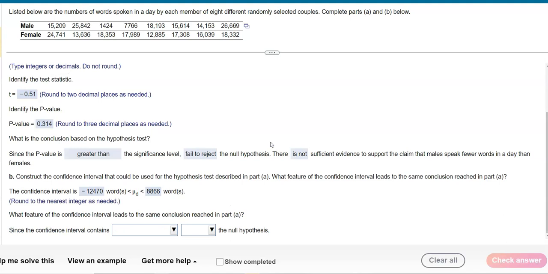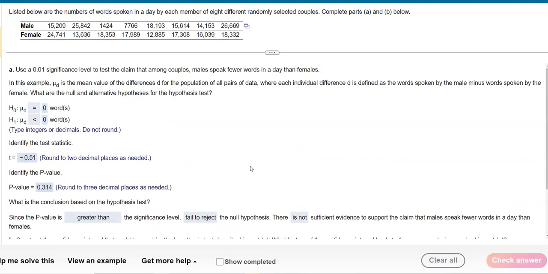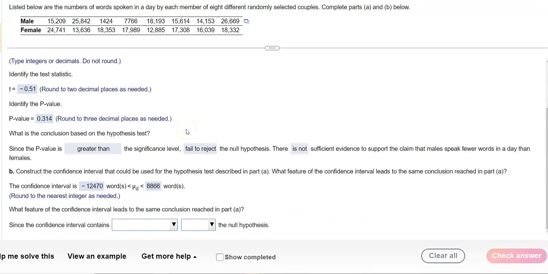So now we'd like to interpret that confidence interval. What feature of the confidence interval leads to the same conclusion reached in part A? Well, remember, in part A, we decided that we did not have evidence to support the claim that the men spoke fewer words than women. If we look back up here, we rejected this statement and we did not reject this statement. So this statement said that the differences were equal to 0. So we're saying, okay, I think it's possible that the differences are equal to 0. So we should be looking in our confidence interval to see if 0 is contained in the interval. And in this case it is.